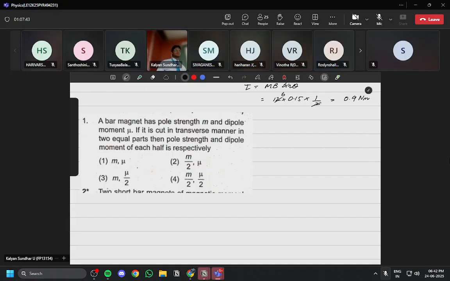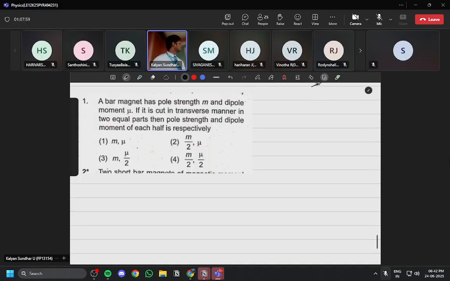Transverse means a perpendicular cut. When we make a perpendicular cut, what value changes? The length will get halved, right? The pole strength will remain the same. So they are asking about the pole strength and dipole moment of each half. The pole strength will be m, correct?